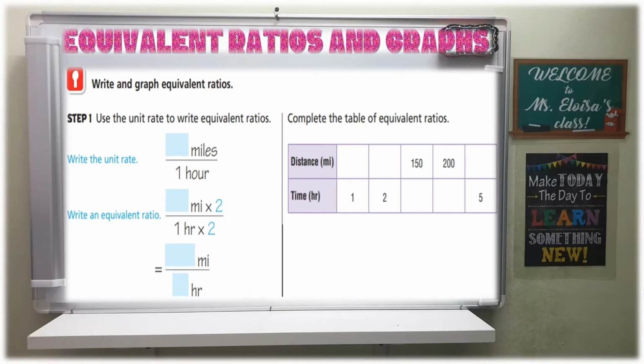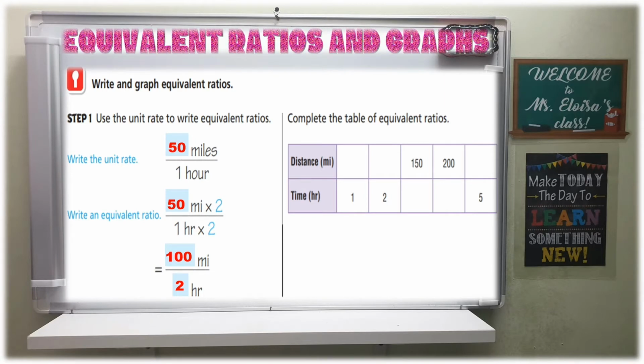Write and graph equivalent ratios. Step 1. Use unit rate to write equivalent ratios. Write the unit rate, 50 miles over 1 hour. Write an equivalent ratio by multiplying both the numerator and the denominator by 2. 50 miles times 2 over 1 hour times 2. That is equal to 100 miles over 2 hours. Then complete the table of equivalent ratios.